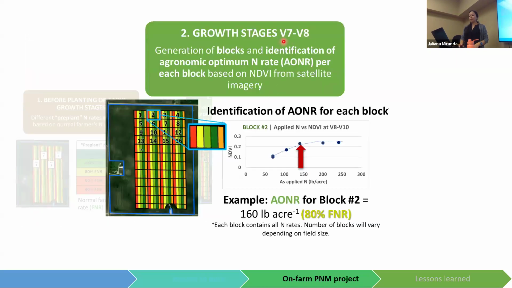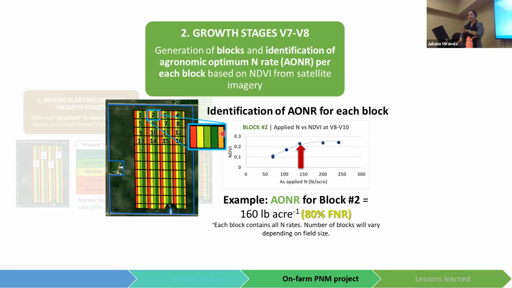Then at growth stages V7, V8, that is when the plant has like 7 to 8 leaves with a collar. Then we subdivide our field in smaller blocks, each block with all those rates. And then here's when we use the satellite imagery. So we are going to calculate, based on this strategy, we use NDVI.